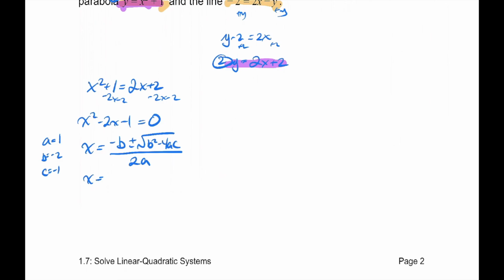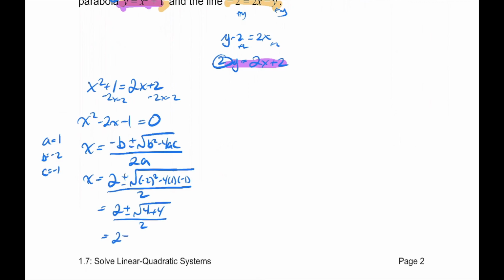So b is 2, so minus b is going to be 2 plus or minus the square root of -2 squared minus 4 times 1 times the -1, all over 2. So this is going to be 2 plus or minus the square root. Well, -2 squared is going to be 4. And -4 times 1 times the -1 is going to be a +4, all over 2. So here this is going to be 2 plus or minus √8 over 2.